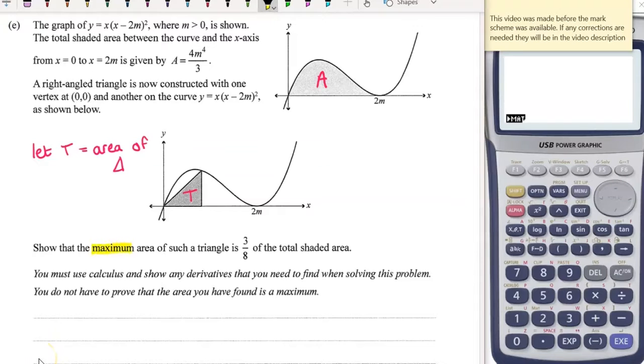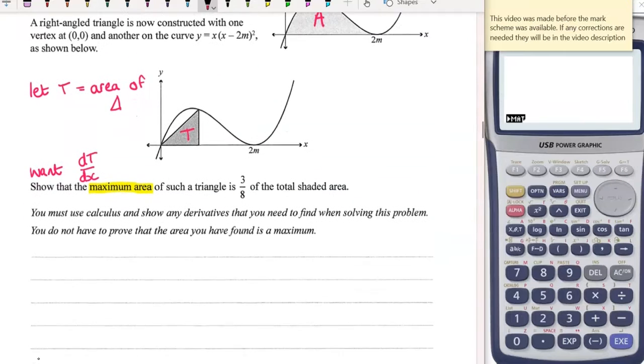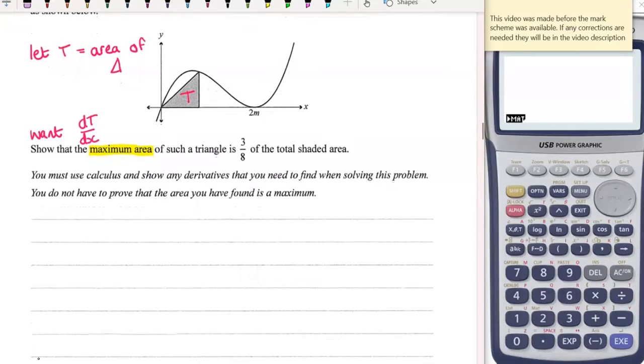Now we're looking to find the maximum area of that triangle. So what we want is dt by dx so that we can set it equal to 0 to maximize it. Okay, so that's what we're aiming for. So let's start by thinking about how do we find the area of that triangle. It will be half times the base times the height.